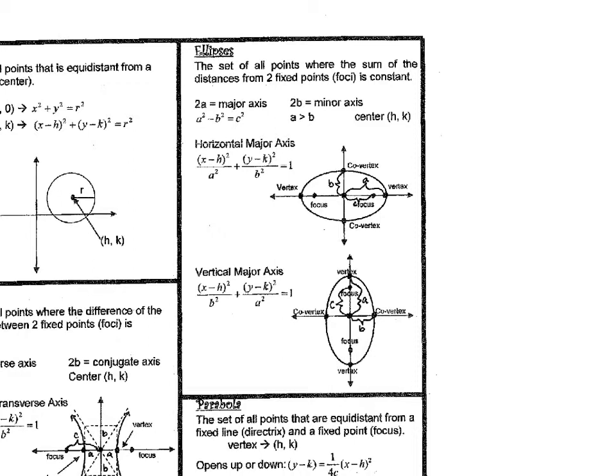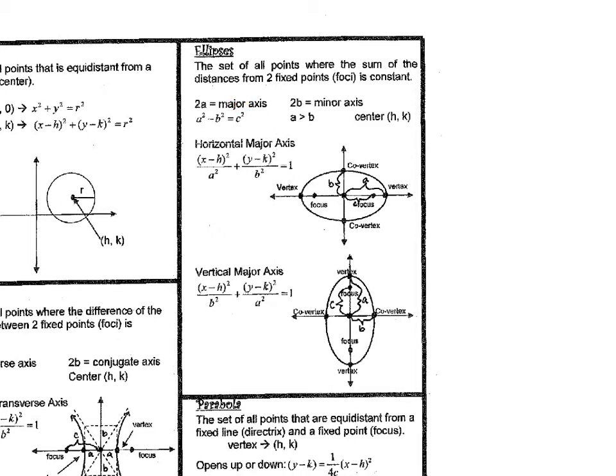So remember, the ellipse equation has both variables squared. It has addition between the fractions. It has fractions. And then it also has the lengths of our two axes in the bottom. So we use A for the major axis.